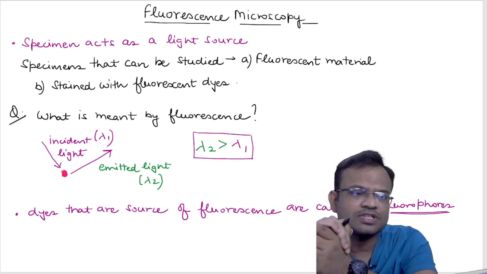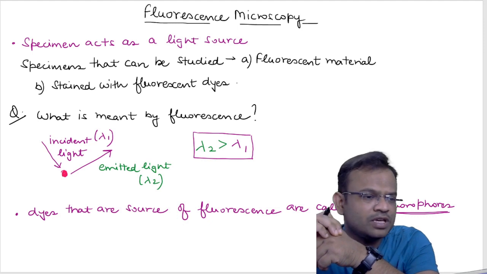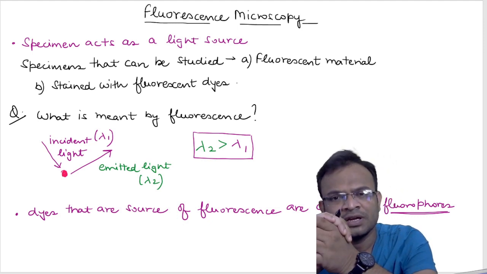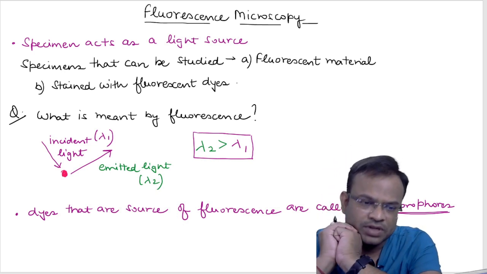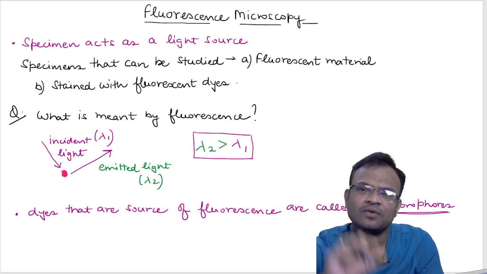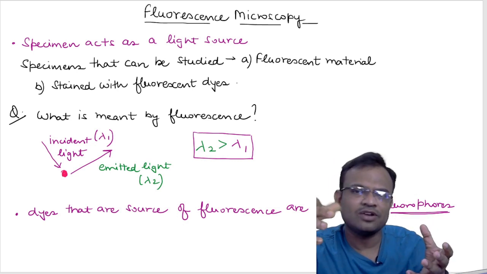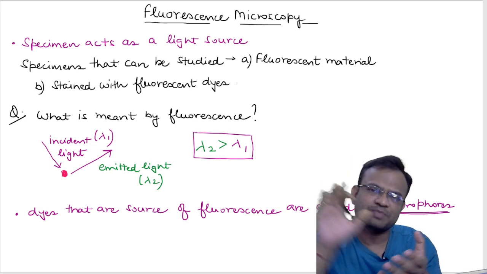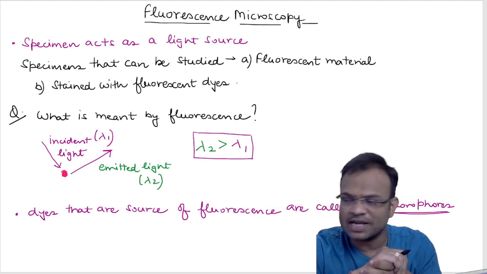So what is fluorescence microscopy? Understand that in fluorescence microscopy, the specimen itself acts as a light source. Now you might remember that when we were using light microscopy, we had to put light, or we had to use an external light source. But over here, the specimen will itself act as a light source. How does that happen? Let us understand this.